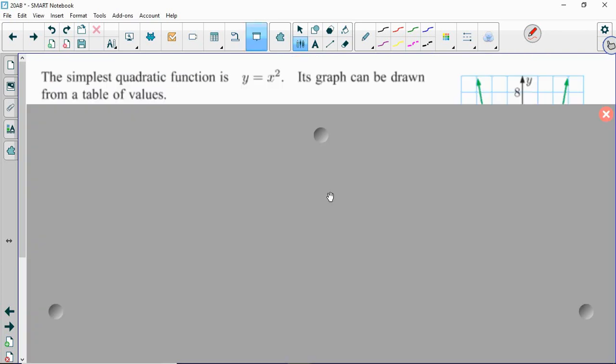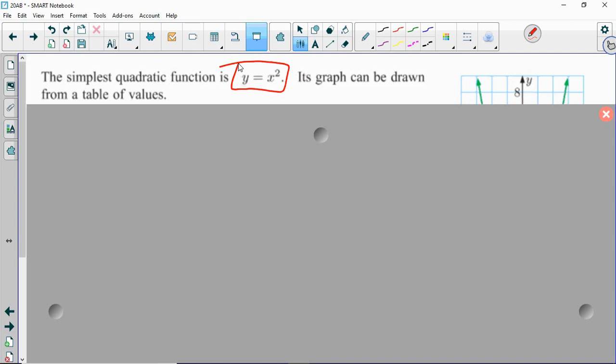So now we're going to start discussing the graph of a quadratic, and we're going to begin with the very simplest one, y equals x squared. And hopefully your math senses are tingling right now because you know where this is going to go. In a minute, we're going to take this simple function and transform it.